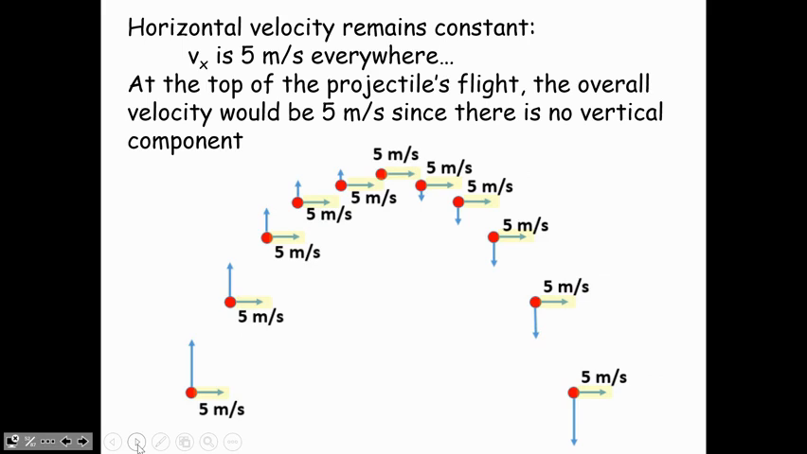The horizontal velocity will remain constant throughout its motion. In other words, the horizontal velocity, or Vx, is 5 meters per second everywhere. At any time, it's 5 meters per second everywhere. And at the top of the projectile's flight, the overall velocity is only in the horizontal direction because the vertical velocity will be 0.